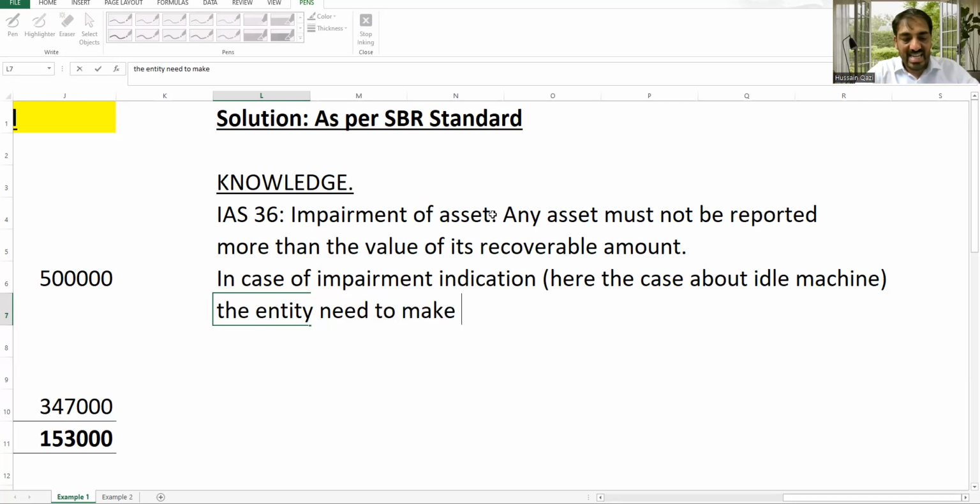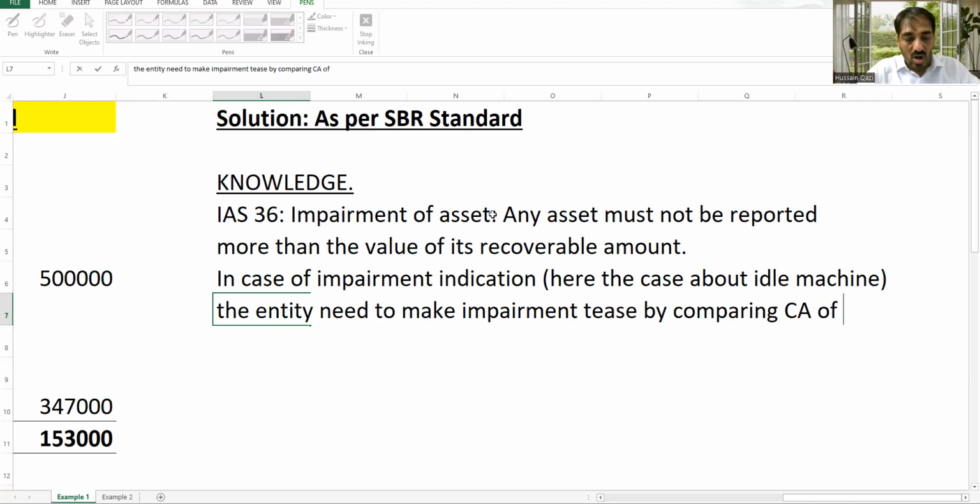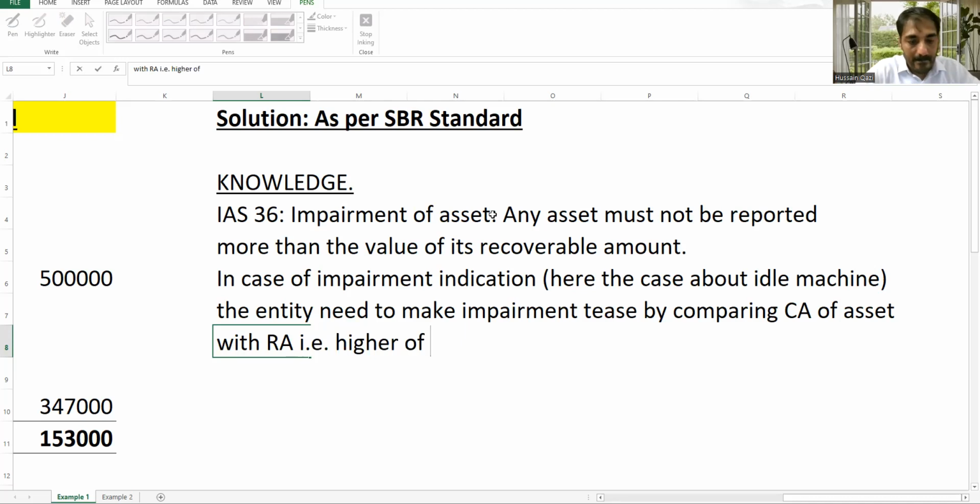needs to make an impairment test by comparing the carrying amount of the asset with the recoverable amount, that is the higher of fair value less cost to sell or value in use.